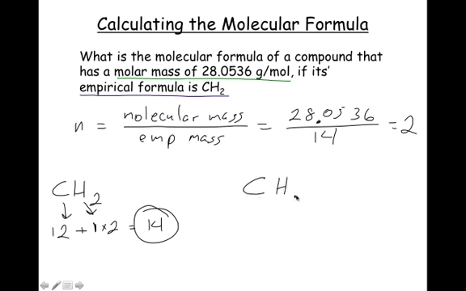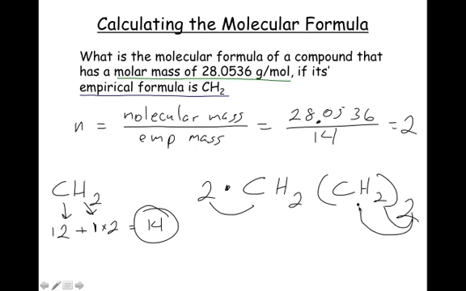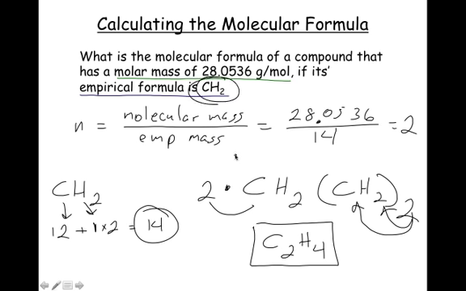Our empirical formula is CH2. We're going to multiply a 2 back in, if you will. It'd probably be better if we expressed it that way, putting that 2 out here. Distribute that 2 back in to the elements, and 1 carbon becomes 2 carbons, and 2 hydrogens becomes 4 hydrogens. And so our molecular formula is C2H4. So in this kind of problem, you'll be given the empirical formula and the molecular mass. All you've got to do is find the mass of the empirical formula and then multiply it back in.